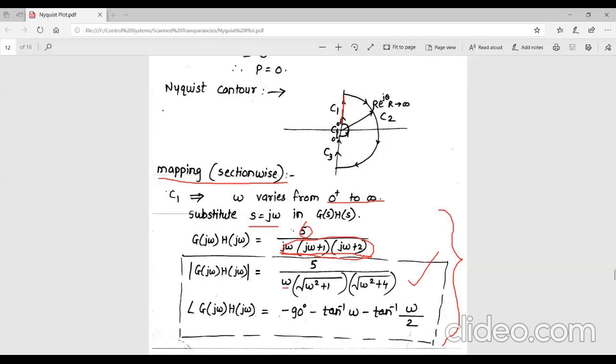Angle for this factor would be minus 90 degrees. Now again, the knowledge that we gained while learning the Bode plot comes to our support. So minus 90 degrees for this particular factor. Then for this factor, the angle has to be negative because the factor is in the denominator, right?